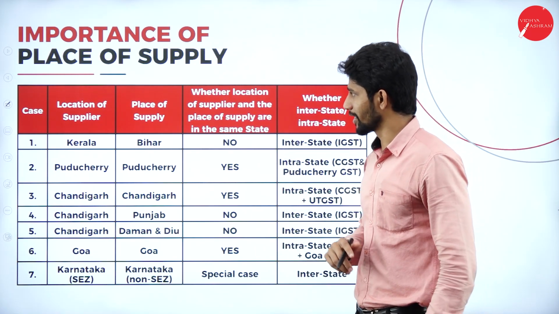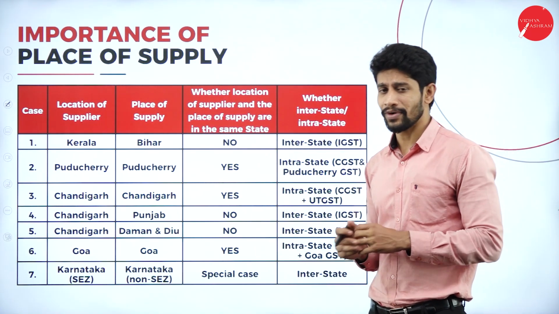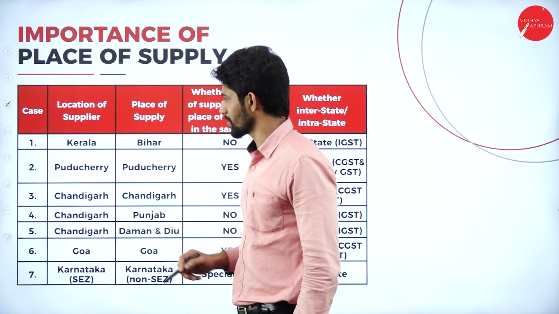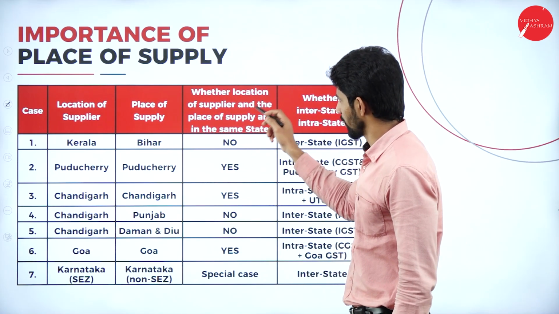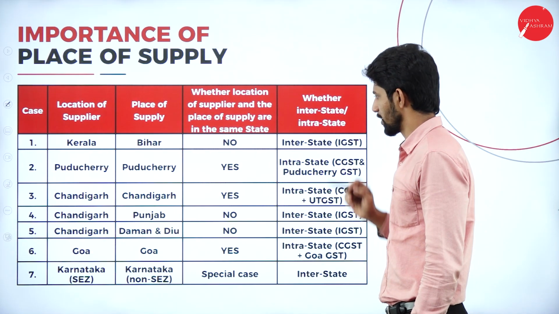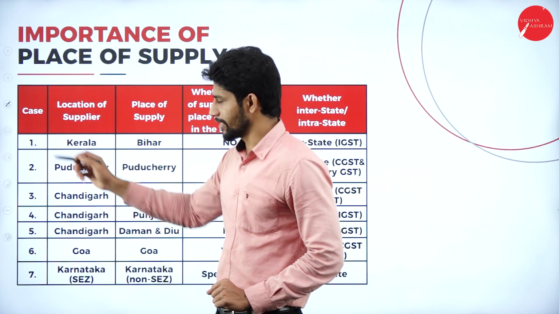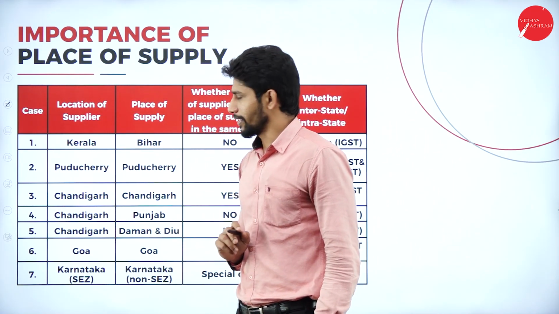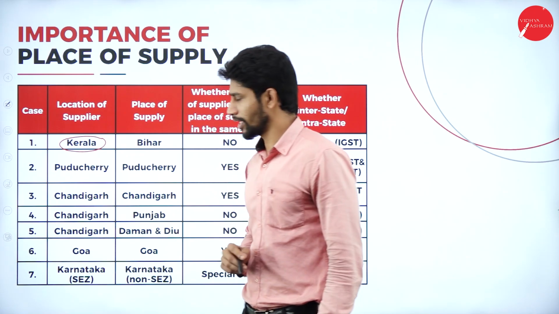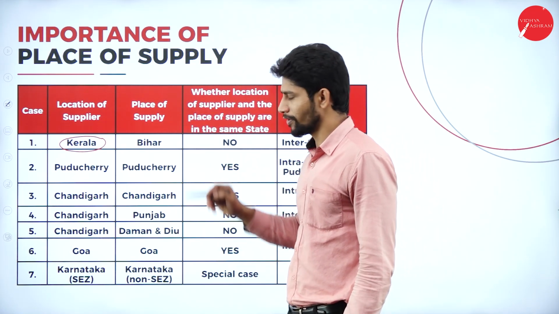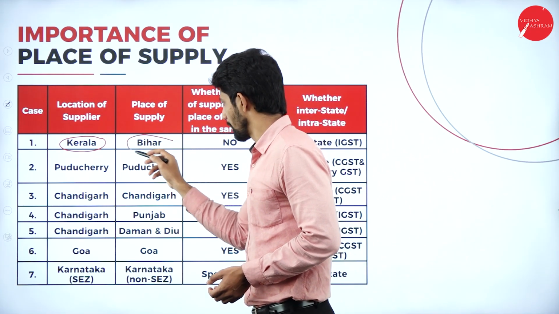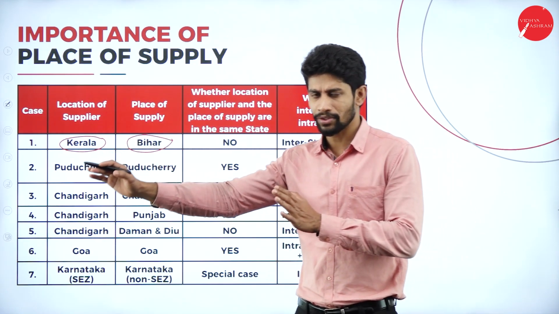Again, in this chart you will get to know why the place of supply is very important. We have different cases: location of supplier, place of supply, and whether the location of the supplier and the place of supply are in the same state, and whether it is interstate or intrastate. Now, in case 1, the location of supplier, that means the seller, where is he now? He is in Kerala. So the location of supplier is Kerala. Place of supply, to where is he supplying? He is supplying to Bihar.